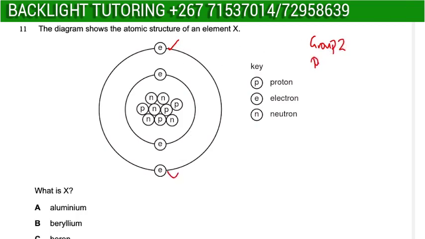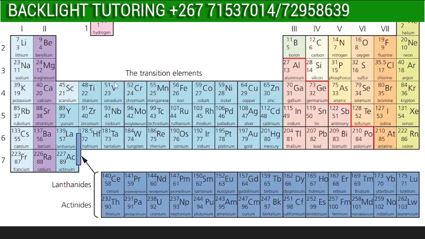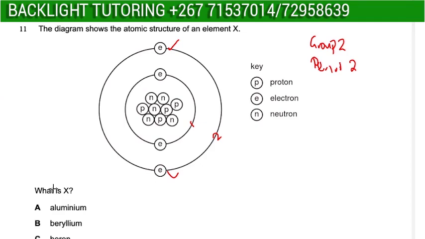Period, we're going for period what? We count the number of shells. This first shell, second shell, right? And this must be in group 2, period 2. We're going to the periodic table again. So we have group 2 here, and then period 2, this one. So beryllium is the one, so let's check for the beryllium. So for 11, the best is beryllium.